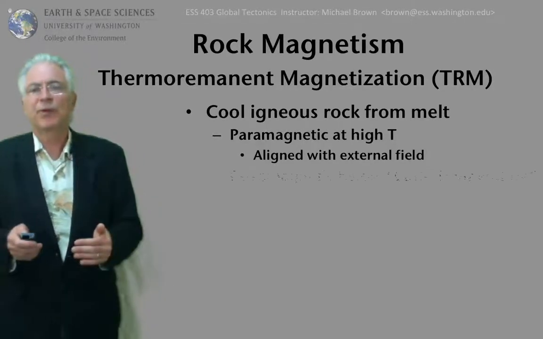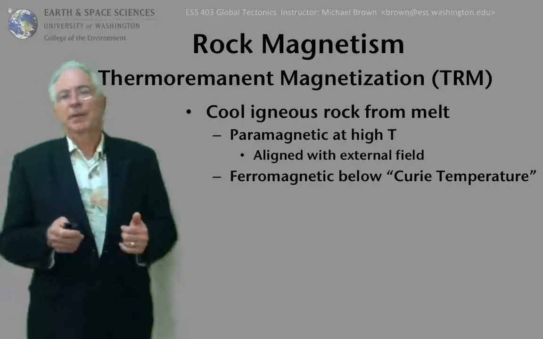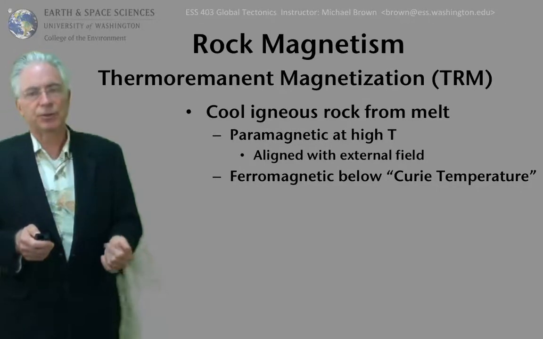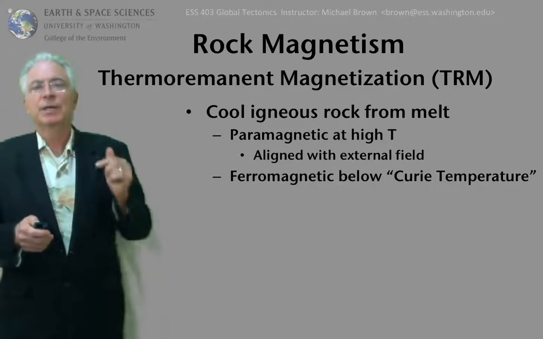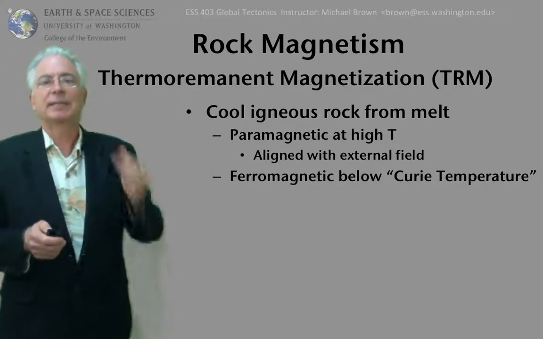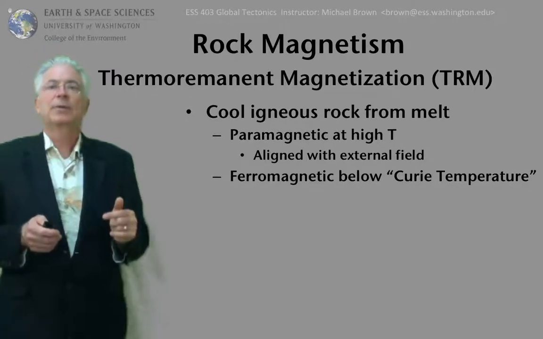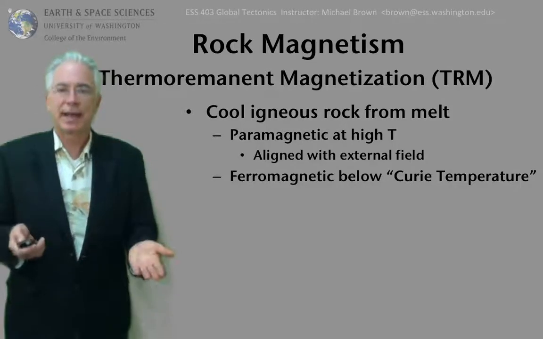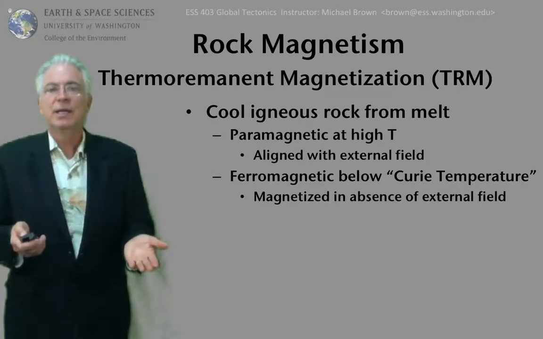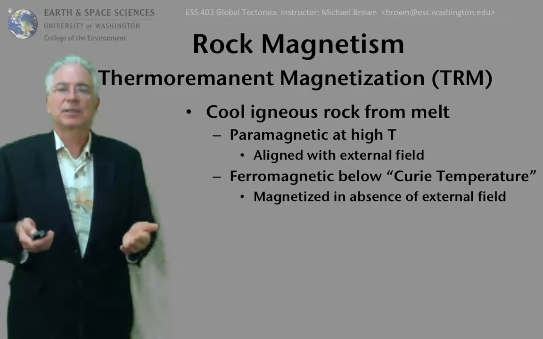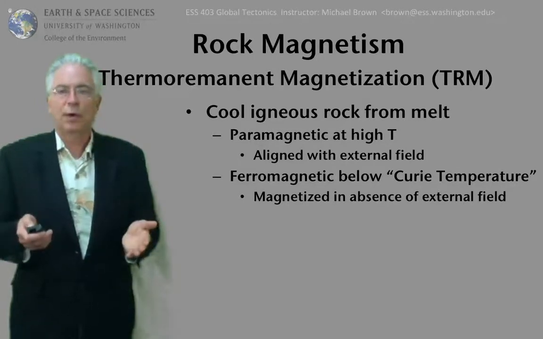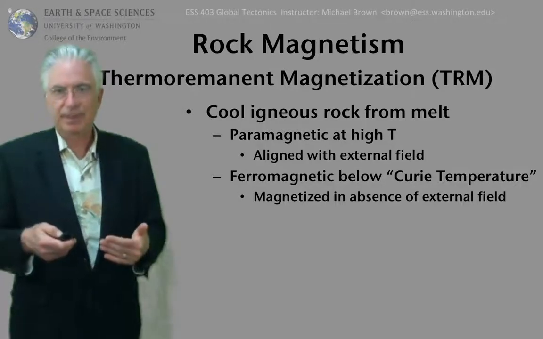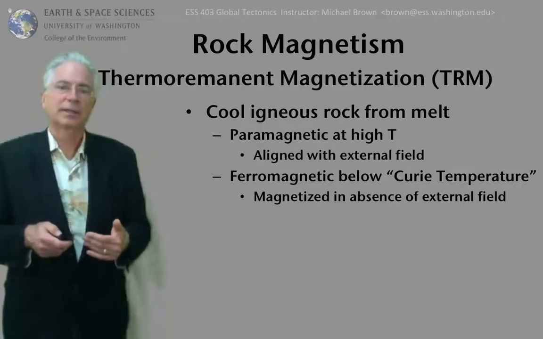As the rock cools farther, it will become ferromagnetic below a Curie temperature. So above the Curie temperature, the minerals are paramagnetic. Below the Curie temperature, the minerals are ferromagnetic. Ferromagnetic minerals can have a permanent magnetization. They can be magnetized in the absence of an external field. So at that point, the Earth's magnetic field direction has been locked into the rock.